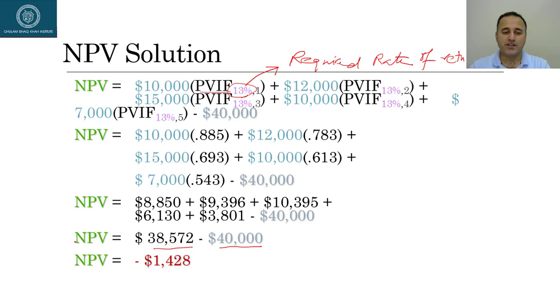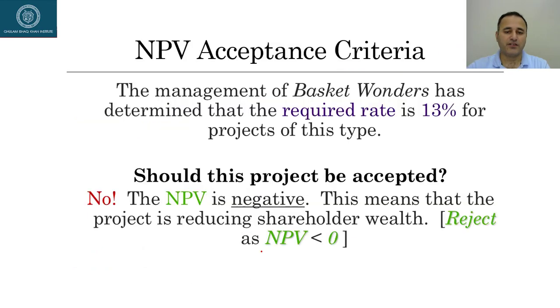So the net present value is minus 1,428, which is less than 0. It's negative. So the acceptance criteria is plain and simple. If the NPV is negative, we reject that project. In the case of Basket Wonders, for a required rate of return of 13%, the project is rejected because the NPV is negative.